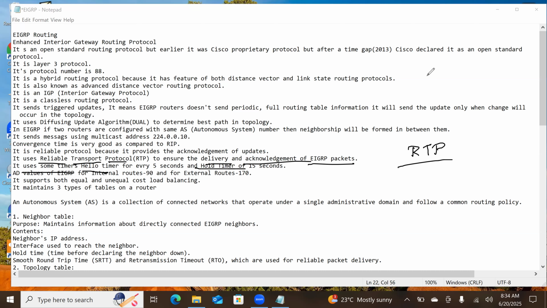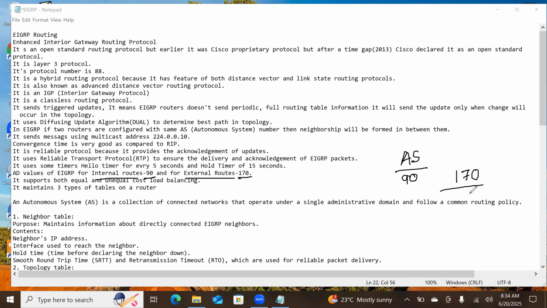And we have two AD values here. First one is for internal routes, which is 90, and for external routes, it is 170, because it deals with a different AS. If the route is coming from within the same AS, then it gives the AD value as 90. And if the route is coming from a different AS, then the AD value is 170. These are the AD values we use in EIGRP.